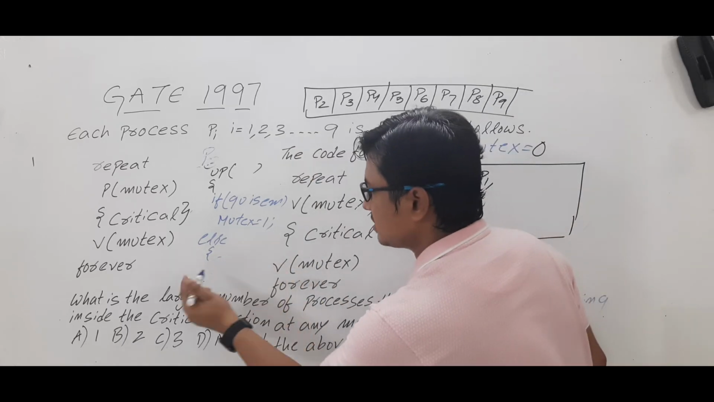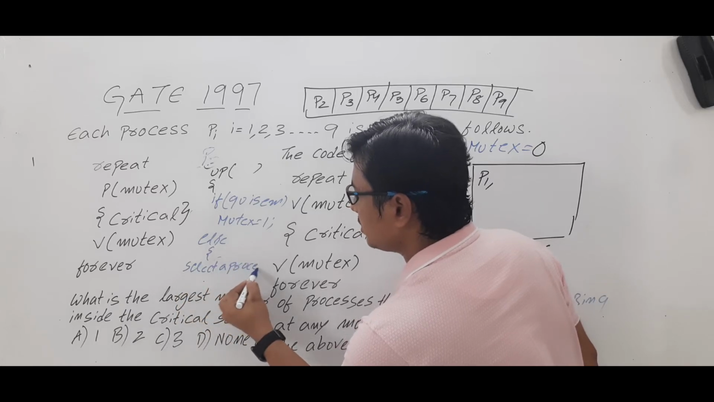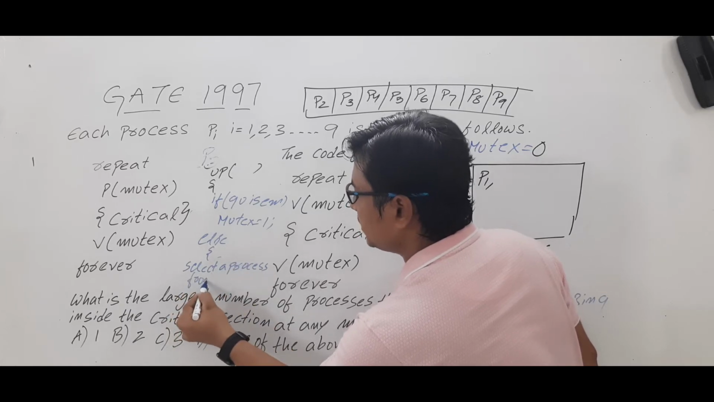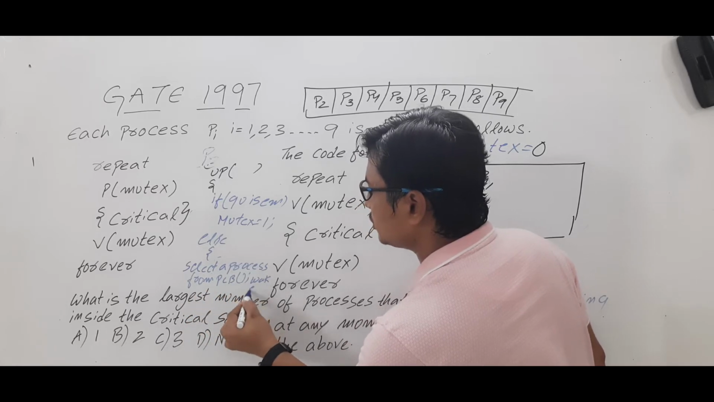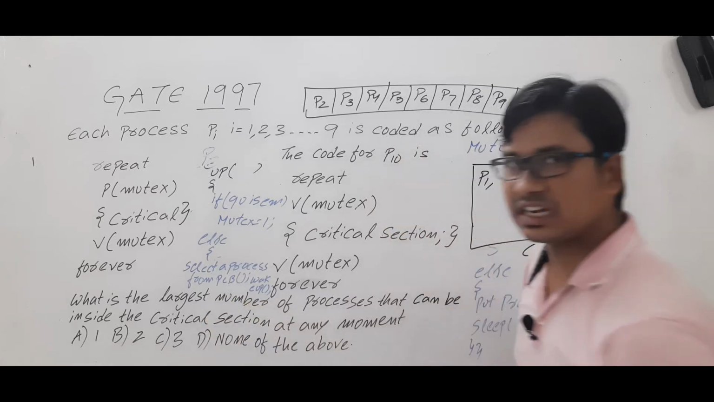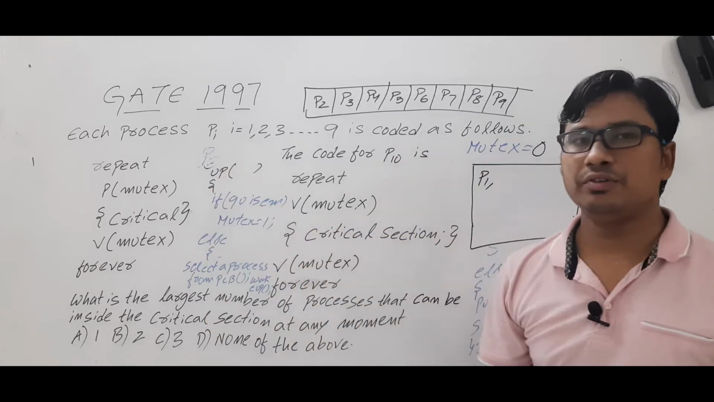Let me write it like this. Select a process from PCB and wake it up. Okay, wake up means it will be scheduled to the ready state. Is it clear? Are you able to understand? So look at here. This is the code for the up operation.